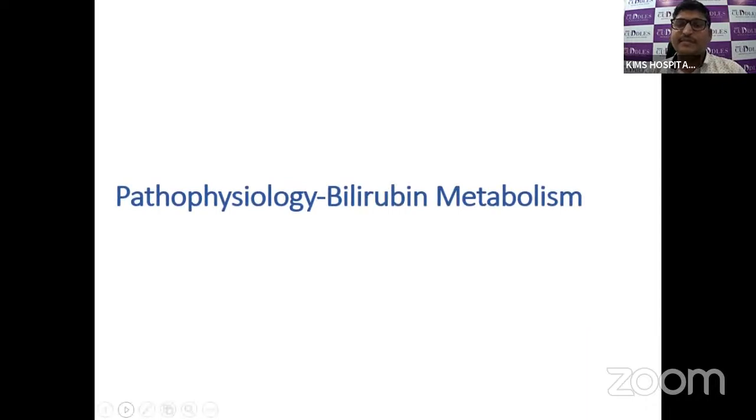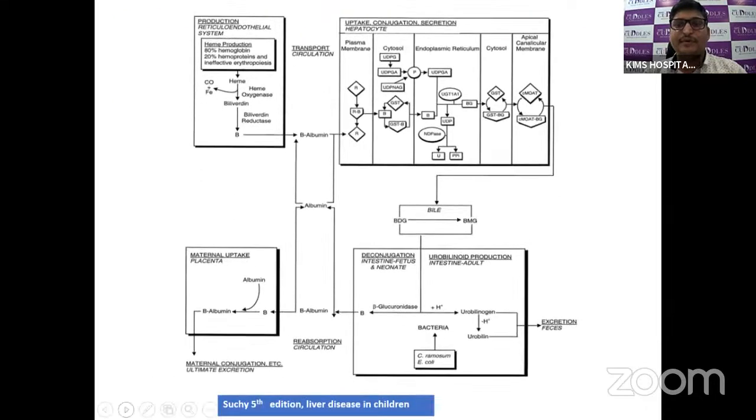So let us look at the pathophysiology of bilirubin. Bilirubin, we know, is the end product of the catabolism of heme protein. Overall, we can look at the picture here. Most of the bilirubin is produced from the reticuloendothelial system, and up to 20% from non-heme proteins as well.